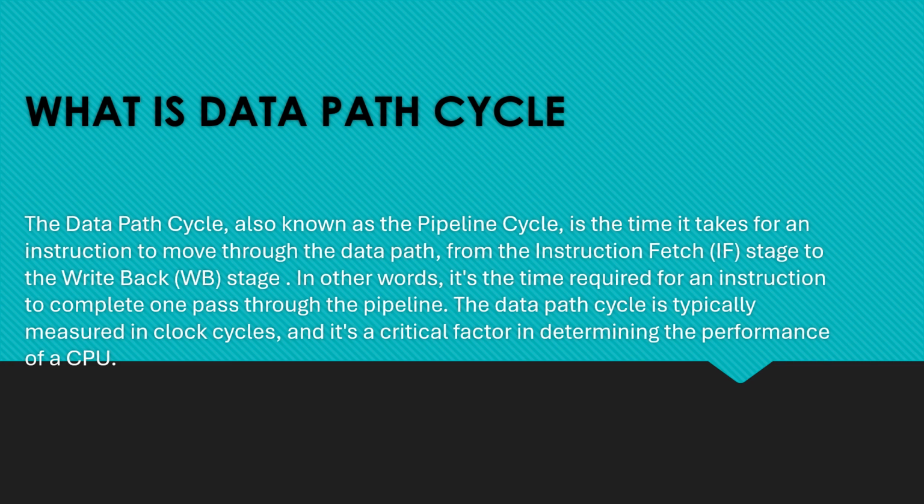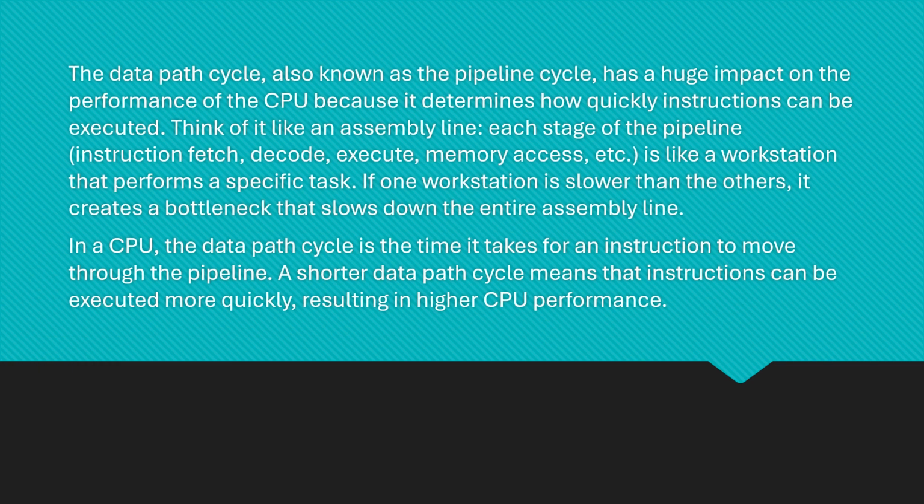The data path cycle is typically measured in clock cycles, and it's a critical factor in determining the performance of a CPU. The data path cycle, also known as the pipeline cycle, has a huge impact on the performance of the CPU because it determines how quickly instructions can be executed.